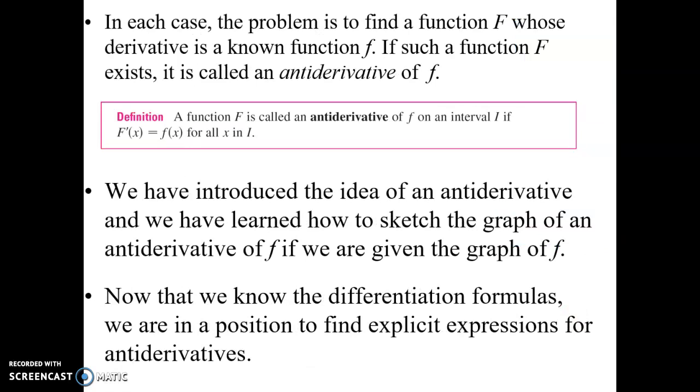So in each case, the problem is to find a function that Leibniz and Newton called capital F, whose derivative is the given function f. In other words, if we're given a function and we know it's a derivative function, what is the function it came from? The parent of that function, the capital F function. If such a function capital F exists, it's called an antiderivative of f.